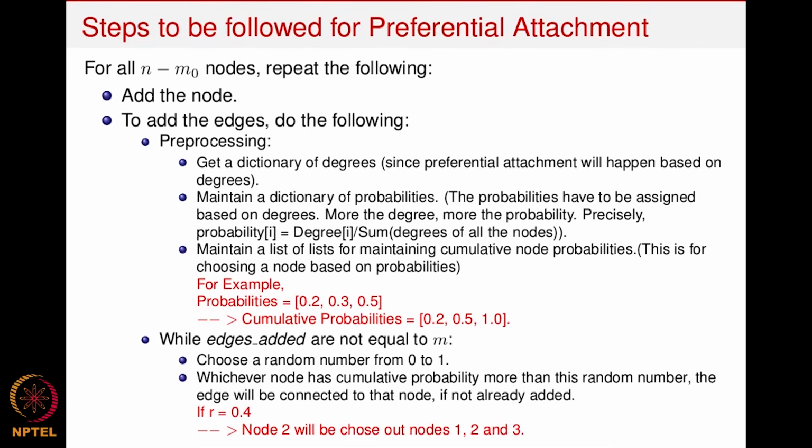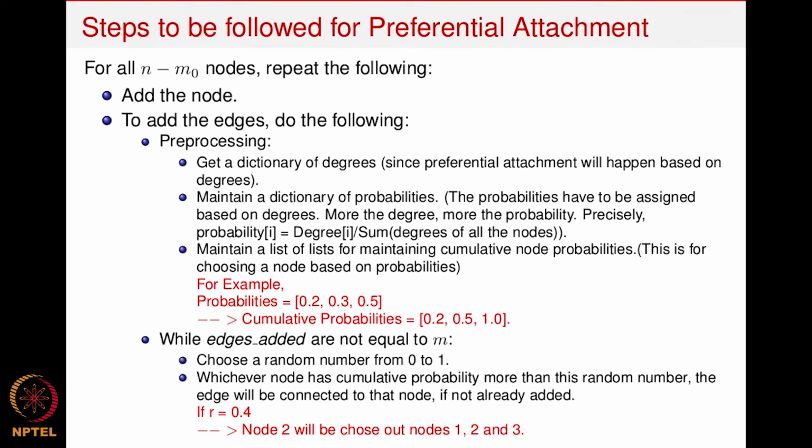The wider a window is, the more likely it is that the random number is going to fall into that window. So assume a node has probability 0.1, its window will be 0.1 wide. If a node has probability 0.6, its window will be 0.6 wide, and it is more likely that the random number is going to fall into that window. And that's precisely what we are implementing here. So if a node has more probability, the random number is more likely to fall into that window, and that's how we will connect that node to the new node. So that's the main idea.